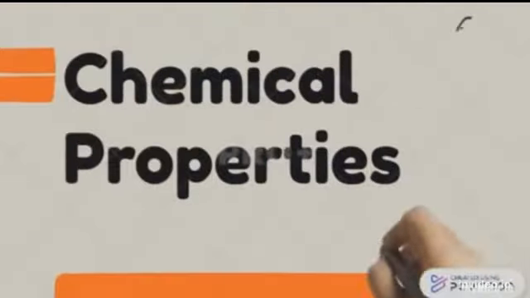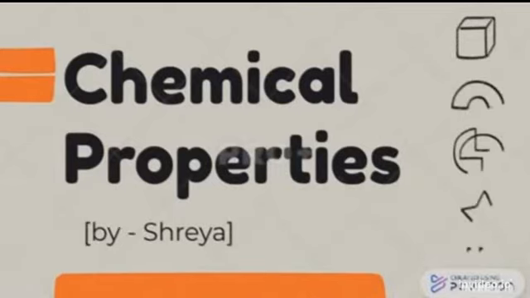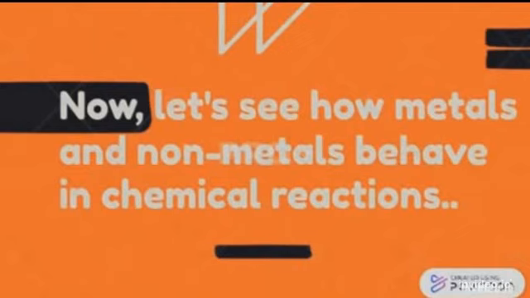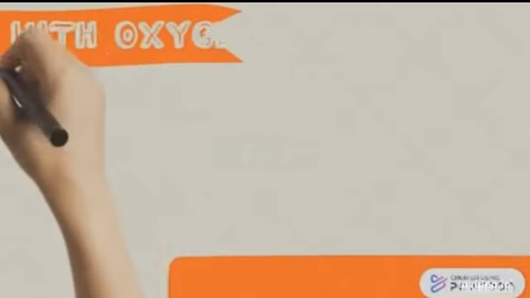Understand the chemical properties of metals and non-metals. Firstly, we would see how metals behave in different chemical reactions and then we would see the non-metals' behavior in the same. First up, with oxygen.